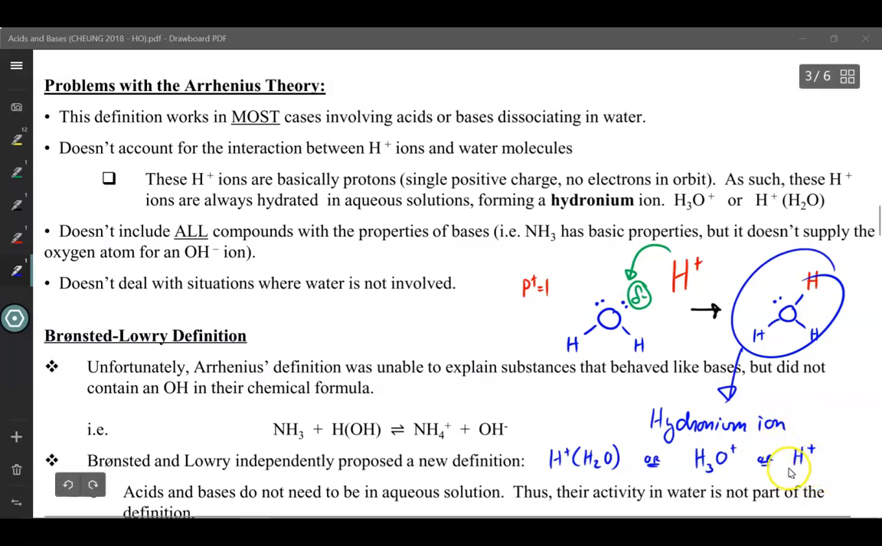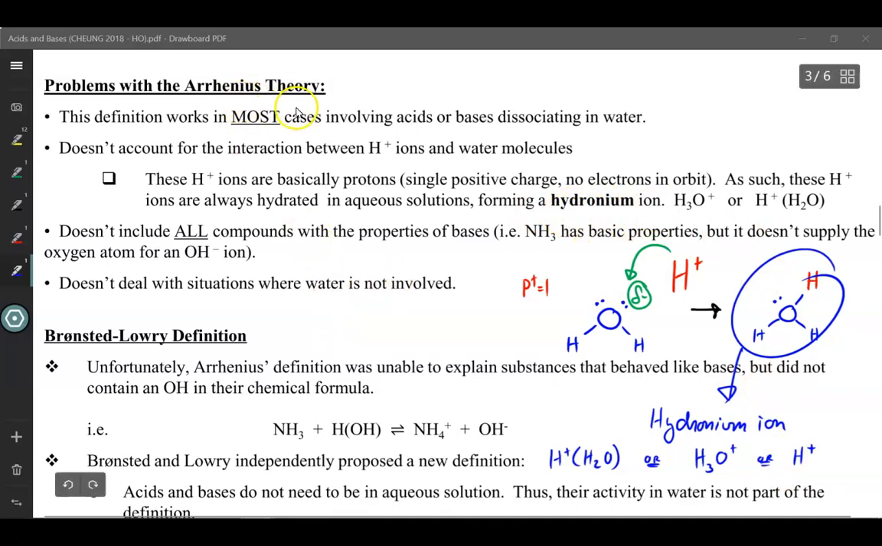Alright, so anytime you see an H+, just be aware there's no such thing as an H+ floating around by itself. It will always latch onto a water molecule because it's so attracted to the lone pair electrons at the top to form a hydronium ion. The only reason why you're seeing this H+ symbol is because it simplifies things, and also we're lazy. Alright, so Arrhenius did not take into consideration the hydronium ion.